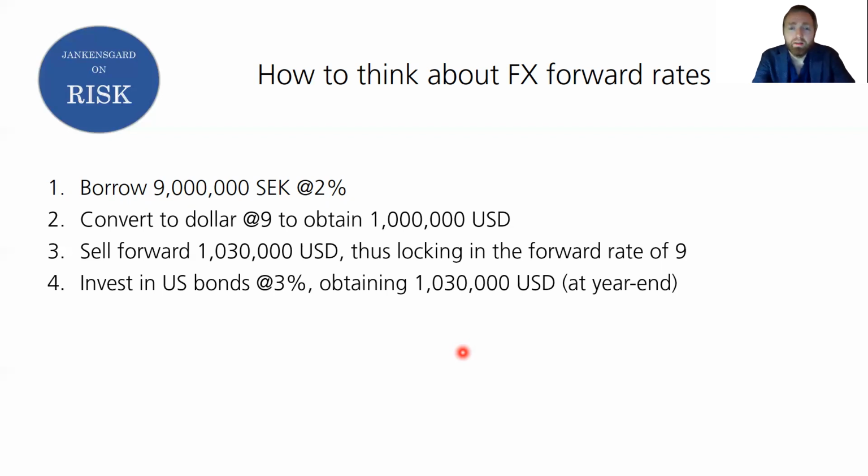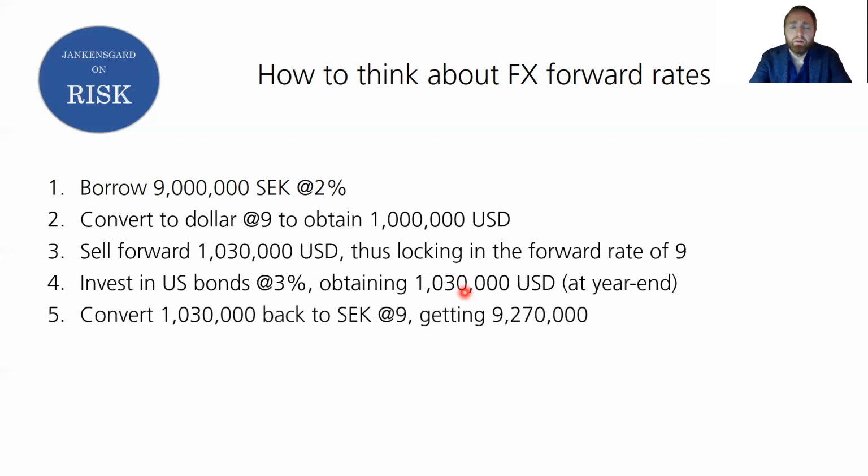So then at the end of the year, you have 1,030,000 US dollars, considering the interest you're earning, which is exactly what you had sold forward. So you have the dollars you need, that you've committed to selling. You have them now, and you can sell those. And since you've locked in 9, then as per the forward contract, what you're going to get is 9,270,000 Swedish kronor.